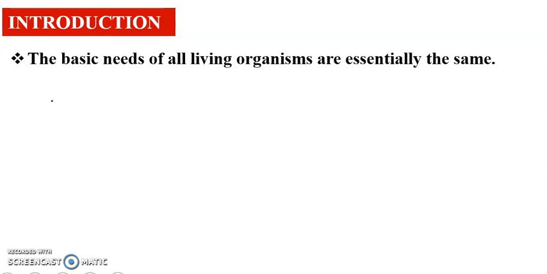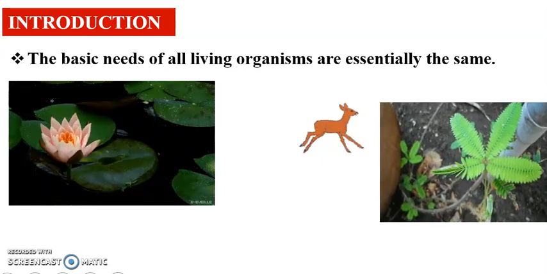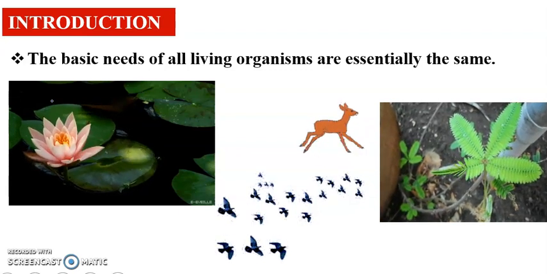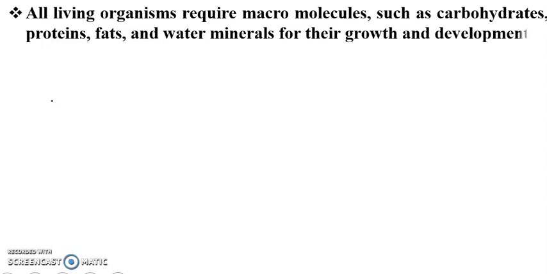Now, one thing we have to understand is all living organisms, we all are the same. Whether it's a human being, a deer, a plant, a flowering plant, or a bird, we all are the same. Our requirements are the same. And one of the common requirements that we have is we need macromolecules. Macromolecules like what? Macromolecules like carbohydrates, proteins, fats, water and minerals.